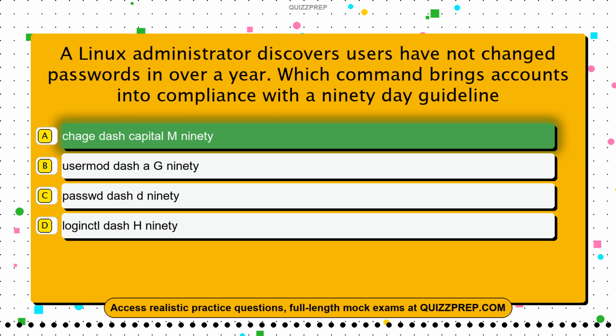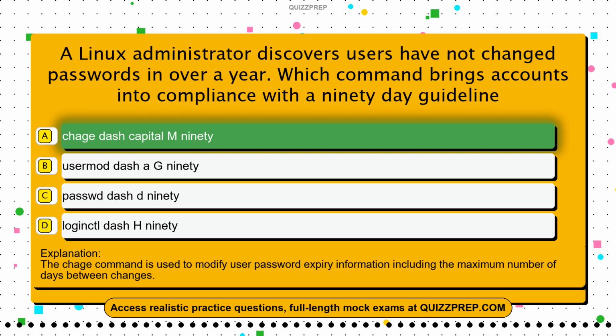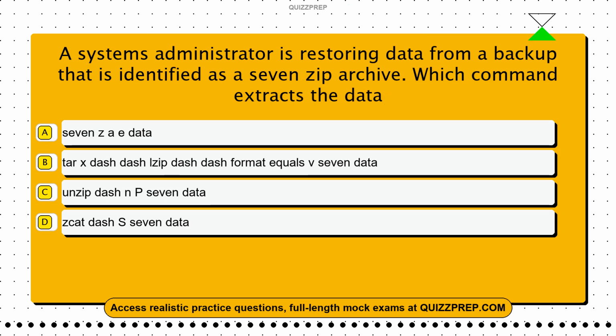The correct answer is option A, chage -M 90. The chage command is used to modify user password expiry information, including the maximum number of days between changes. Question 132. A systems administrator is restoring data from a backup that is identified as a 7-zip archive. Which command extracts the data? Option A, 7z e data. Option B, tar -x --zip format=v7 data. Option C, unzip -np7 data. Option D, zcat -s7 data.